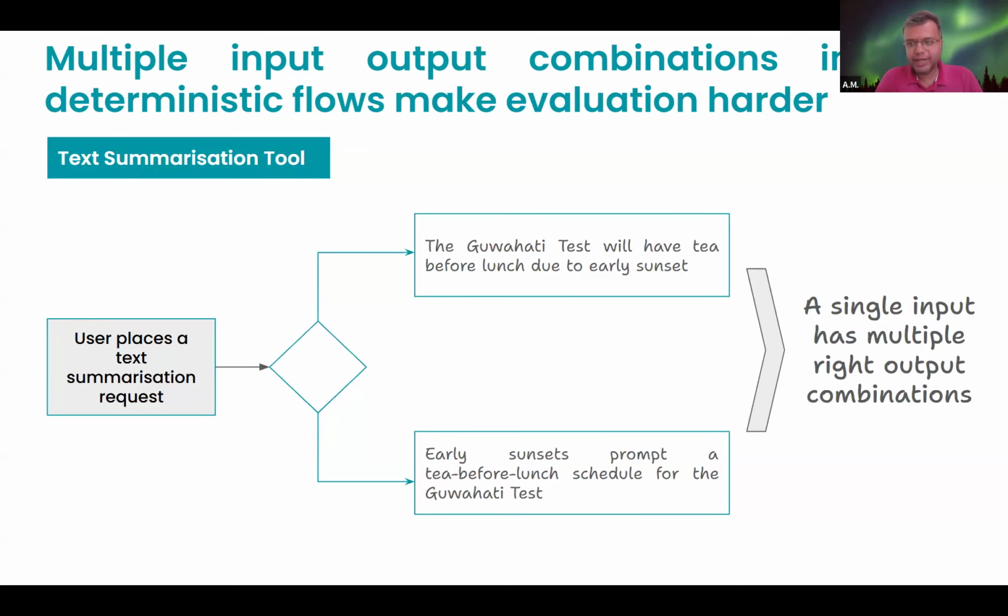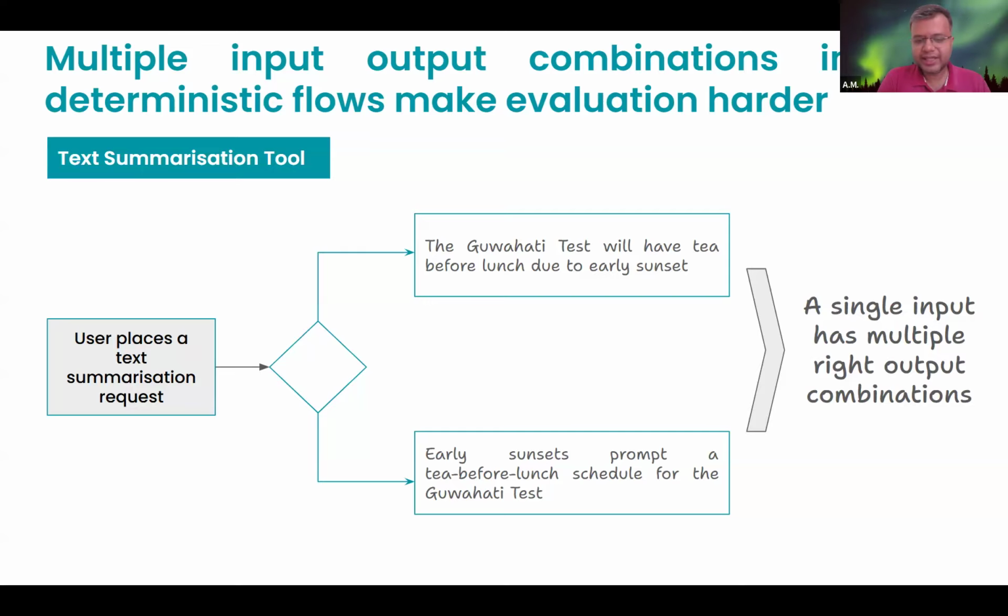Now, with this rubric in mind, just try to read out the two summarizations you're getting. The first is: the Guwahati test will have tea before lunch due to early sunset. Does it pass as per the rubric conditions? Yes, because it mentions the Guwahati test. It also mentions that there's a specific situation of sunset happening early. And because of that, there's a change in the schedule of the test match, where tea will happen followed by lunch.